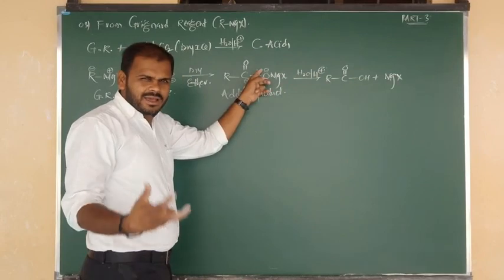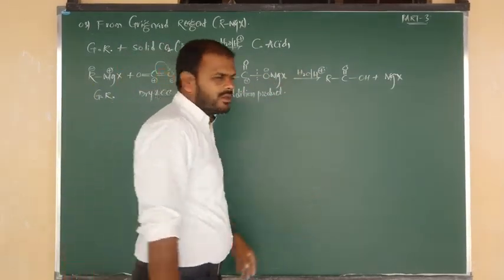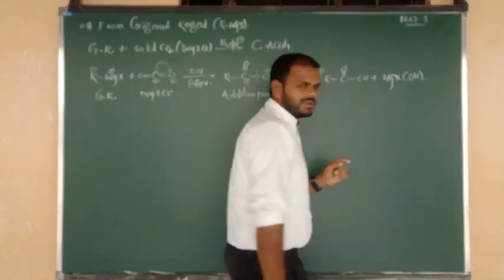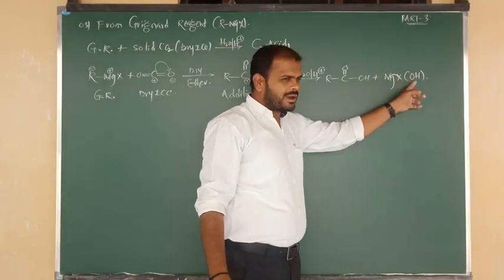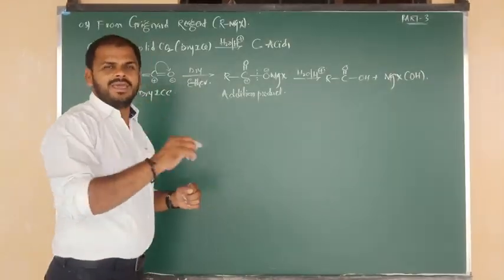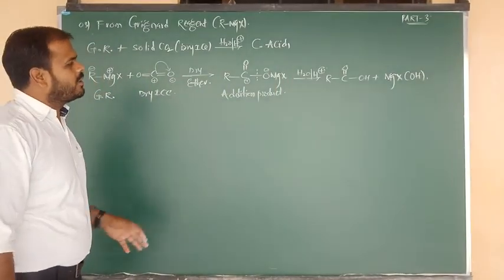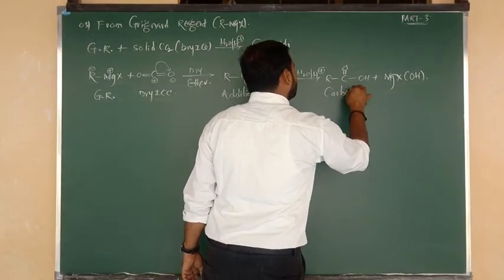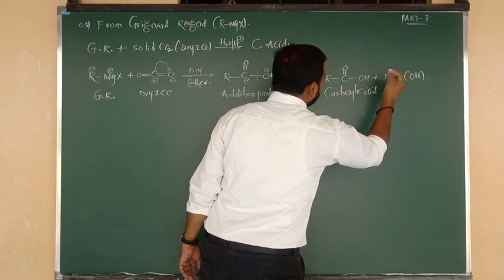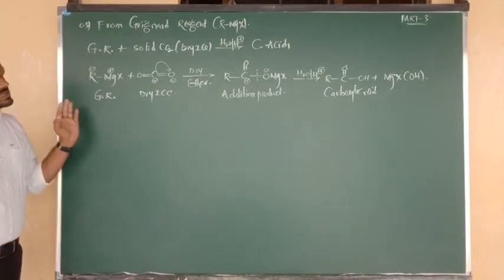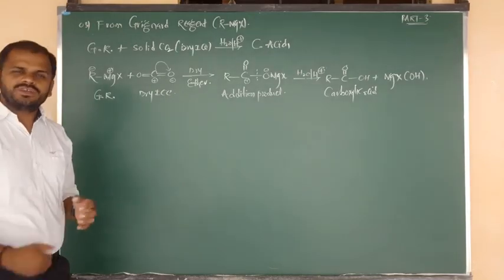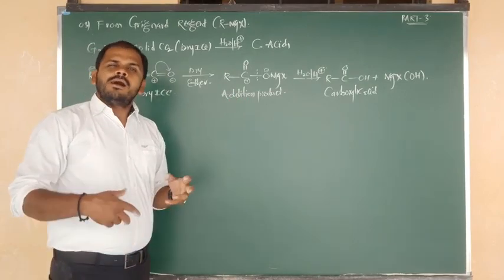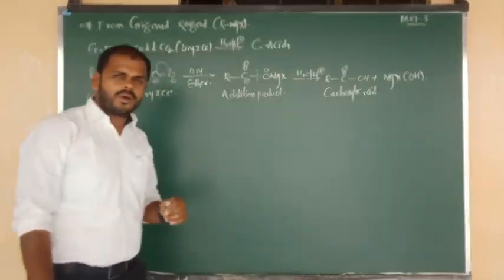O carries negative charge, so it is attacked by H plus from the water molecule. H plus from water attacks O minus, and you get the OH group. That means the byproduct is hydroxy magnesium halide. Good. So what is your final product here? The final product is carboxylic acid. Once again, the statement: Grignard reagent on reaction with dry ice gives an addition product, which on hydrolysis gives carboxylic acids.